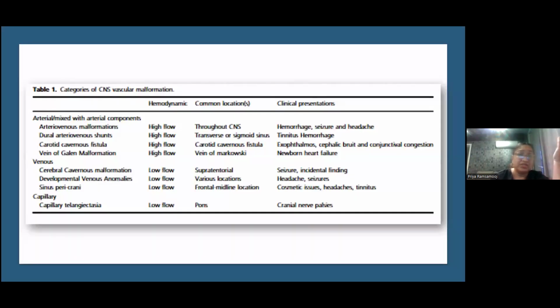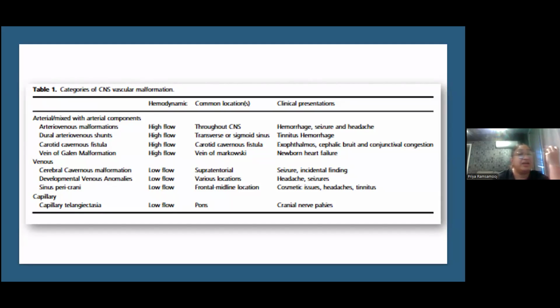So to wrap up, we've gone through most of the vascular malformations last class, and now we just wrapped up what was remaining. And I figured this was a nice table to include in terms of categorizing it as arterial or mixed, which would have been what we discussed last class: AVMs, dural arteriovenous shunts, carotid cavernous fistulas, and vein of Galen malformations. And remember, these were all high flow because they had an arterial component, right?